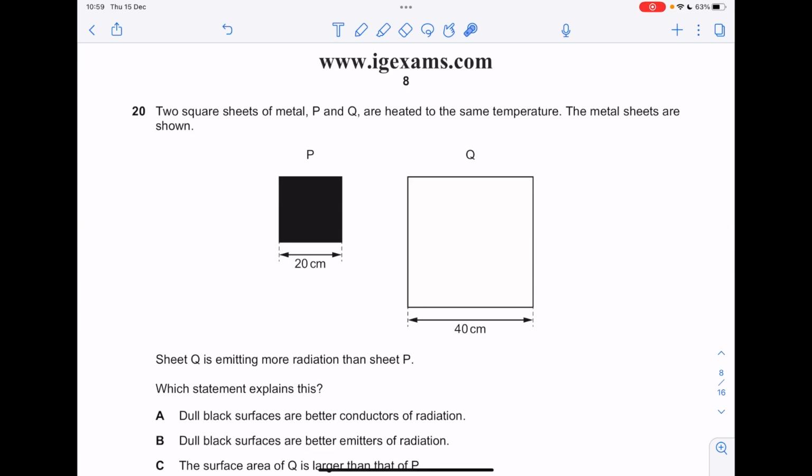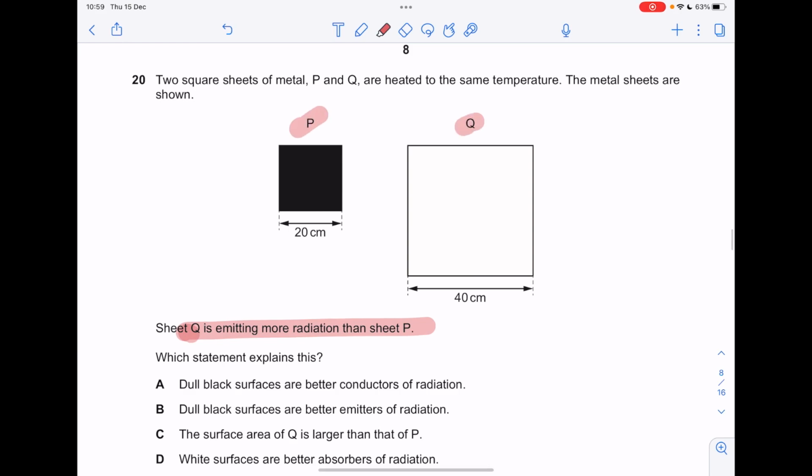2 square sheets of metal P and Q are heated to the same temperature. The metal sheets are shown. Sheet Q is emitting more radiation than sheet P. So this one is greater than this one. Which statement explains this? Now, if they were the same size, hopefully you know that P would be emitting more radiation because black is a very good absorber and emitter of infrared radiation.